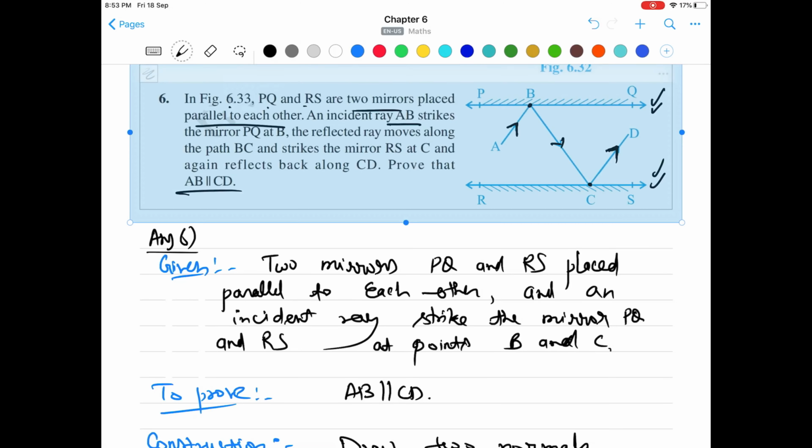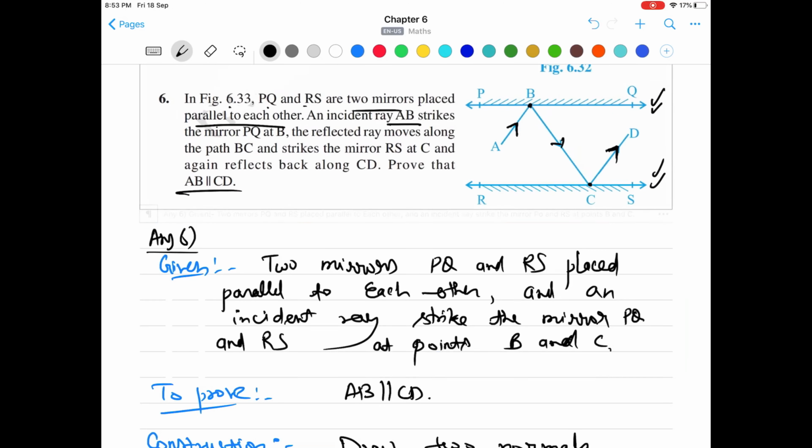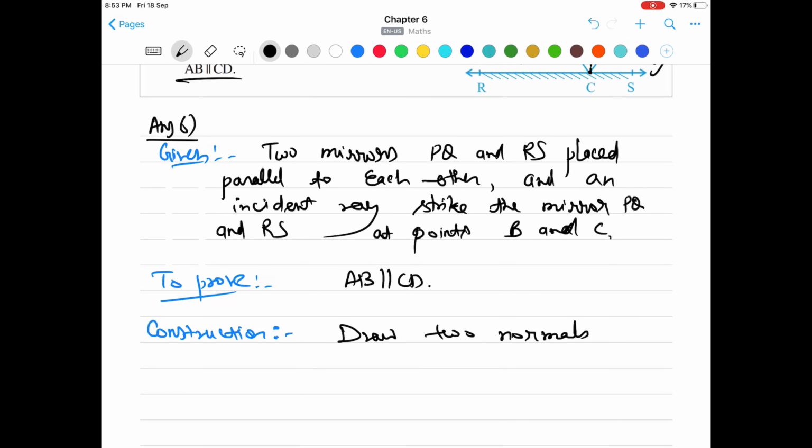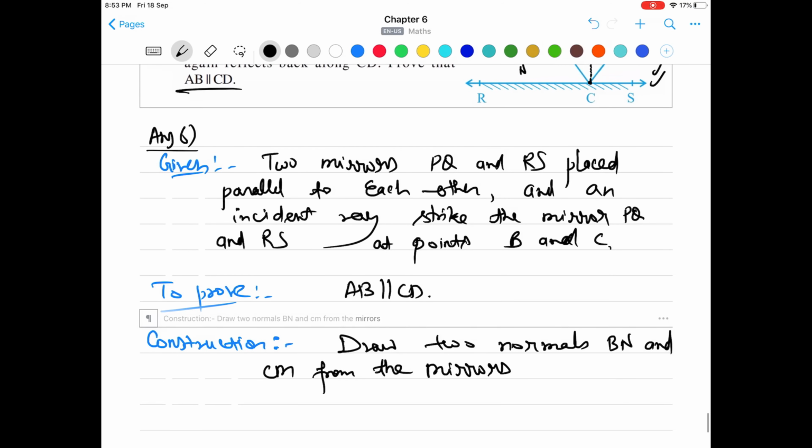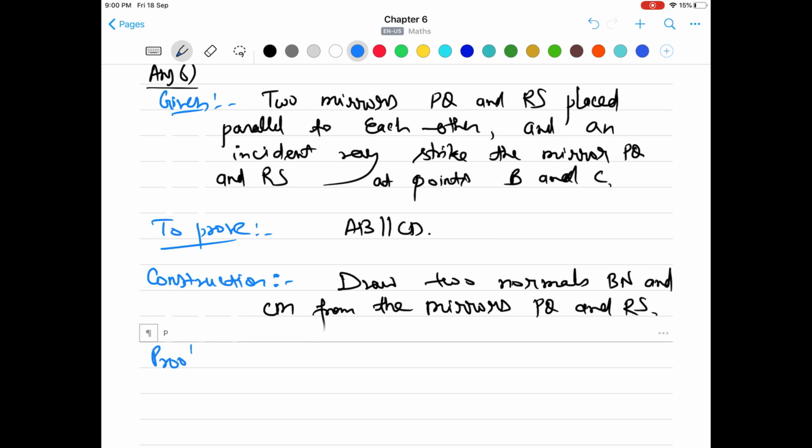Let's draw the normal first. We have this, from the point B we'll draw a normal like this, let's name it BN here, and from point C we'll draw another normal, let's name it CM here. So draw two normals BN and CM from the mirrors PQ and RS. Okay, now let's start its proof.